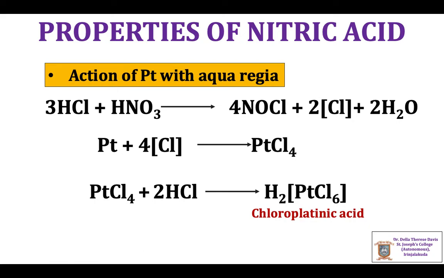Similarly, platinum reacts with aqua regia. Platinum plus nascent chlorine gives PtCl4, which dissolves in concentrated HCl to form chloroplatinic acid, H2PtCl6.